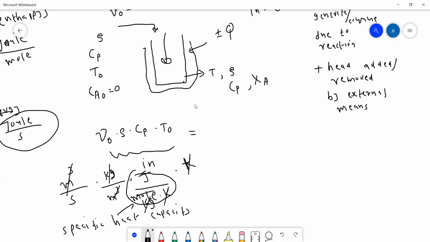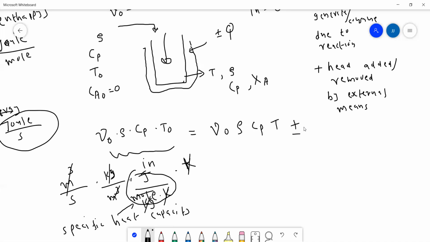Let's assume it is a liquid phase reaction, so the volumetric flow will not change. It will remain V0. Density is constant. Cp is actually a function of temperature, but let's say the temperature range is not much, so Cp remains constant. The outlet temperature is T. So this is plus or minus, whether the reaction is exothermic or endothermic.